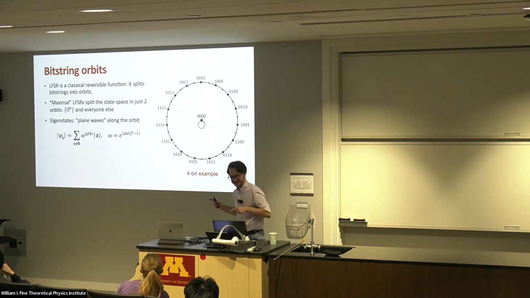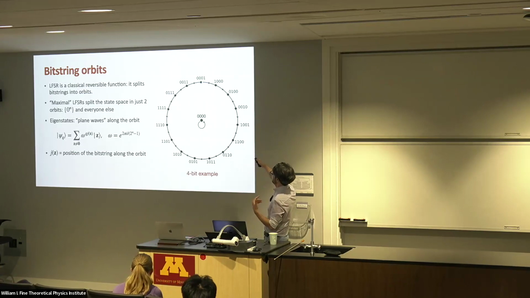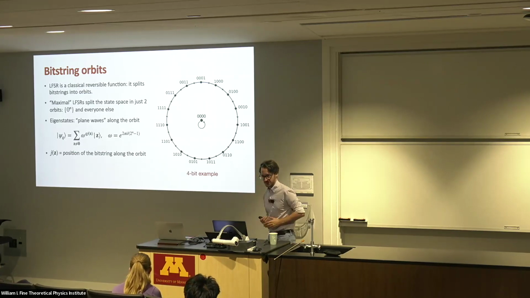Question? Sorry, the J of Z. Oh, I see. Corresponds to... Yes, sorry. This is the position of a bit string along the orbit. Thank you. Yes, flash it. So this would pick up a phase of 1. This would pick up a phase of omega squared, omega cubed, and so on.